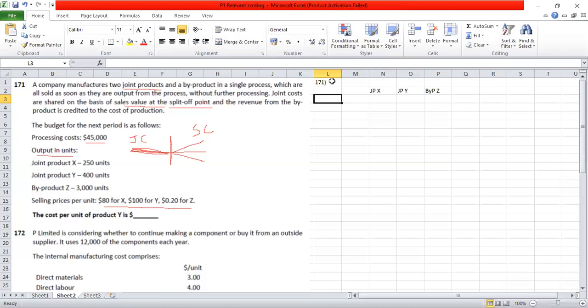The same is the concept with byproduct. Any revenue generated from the sale of byproduct should be adjusted against the total process cost, and only the remaining amount of process cost should be allocated to the main products, the joint products. That is the point. But let's first find out the sale value at the split off point. First, let's see the output.